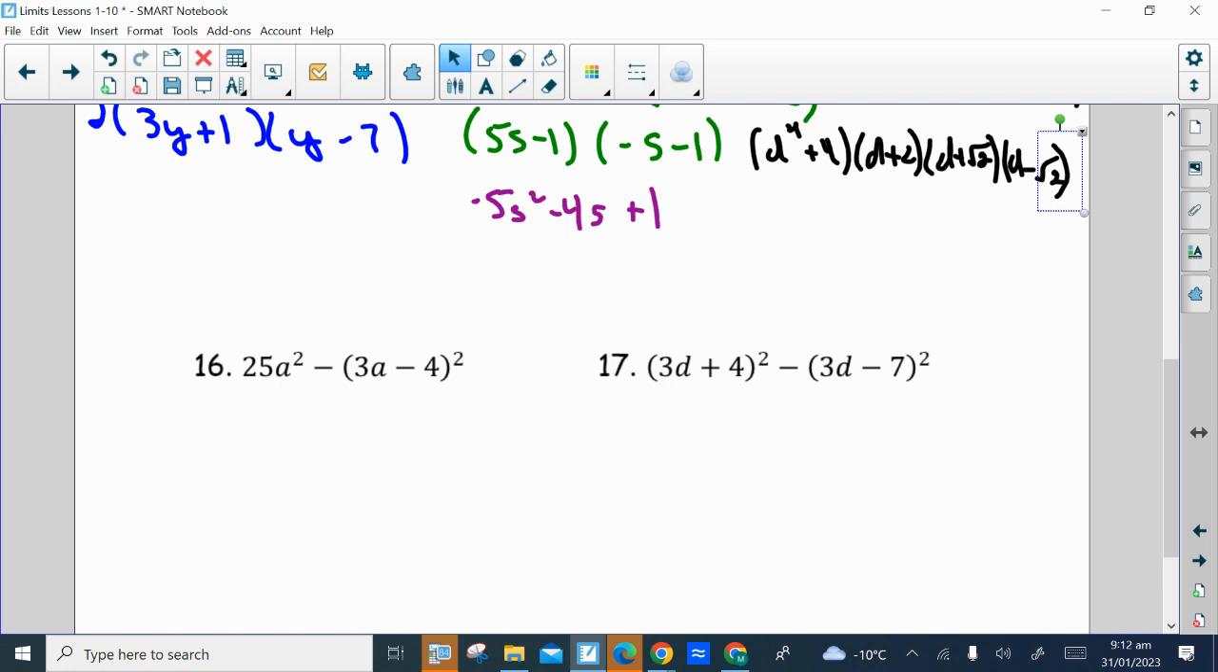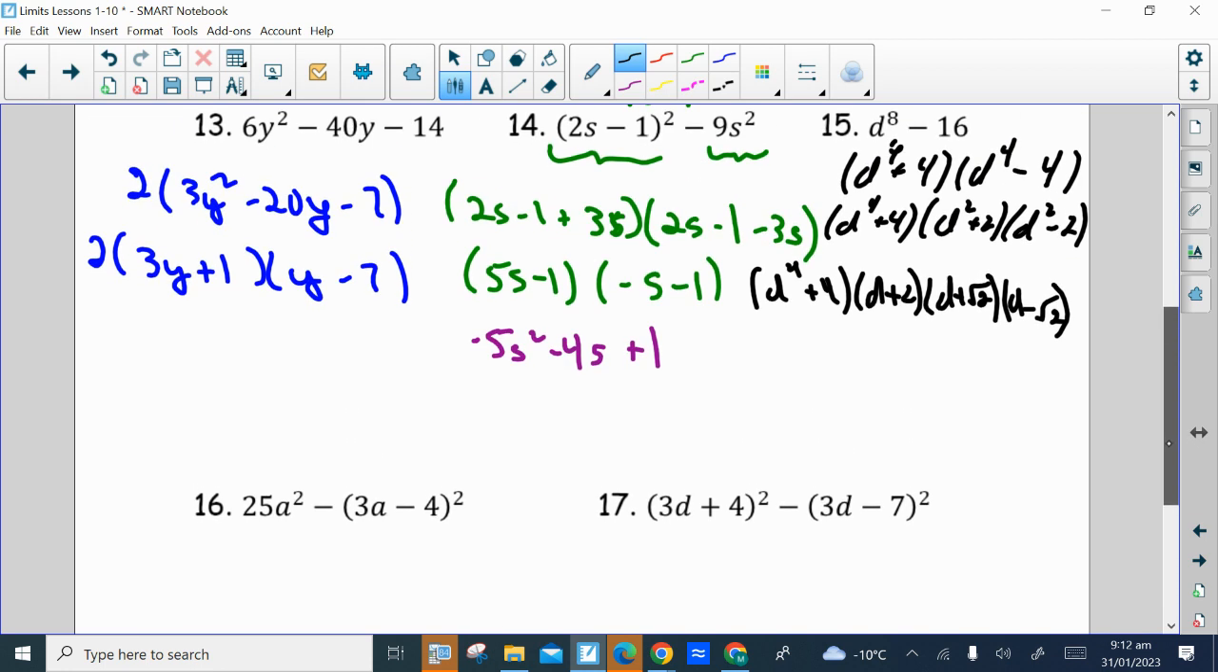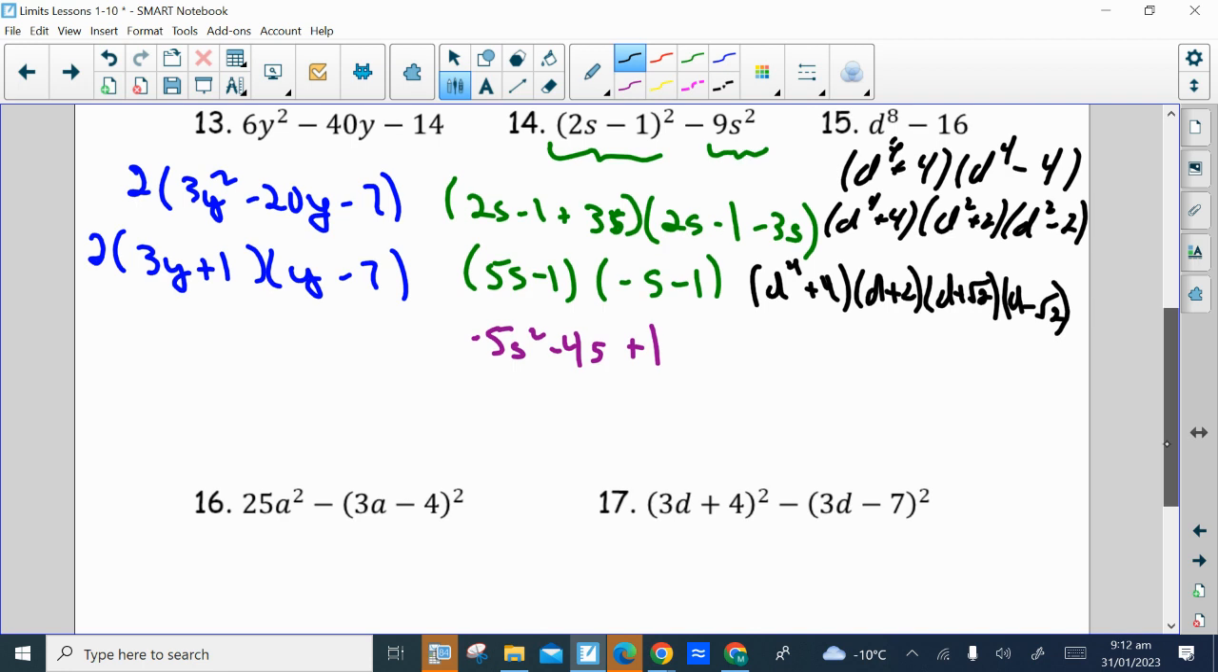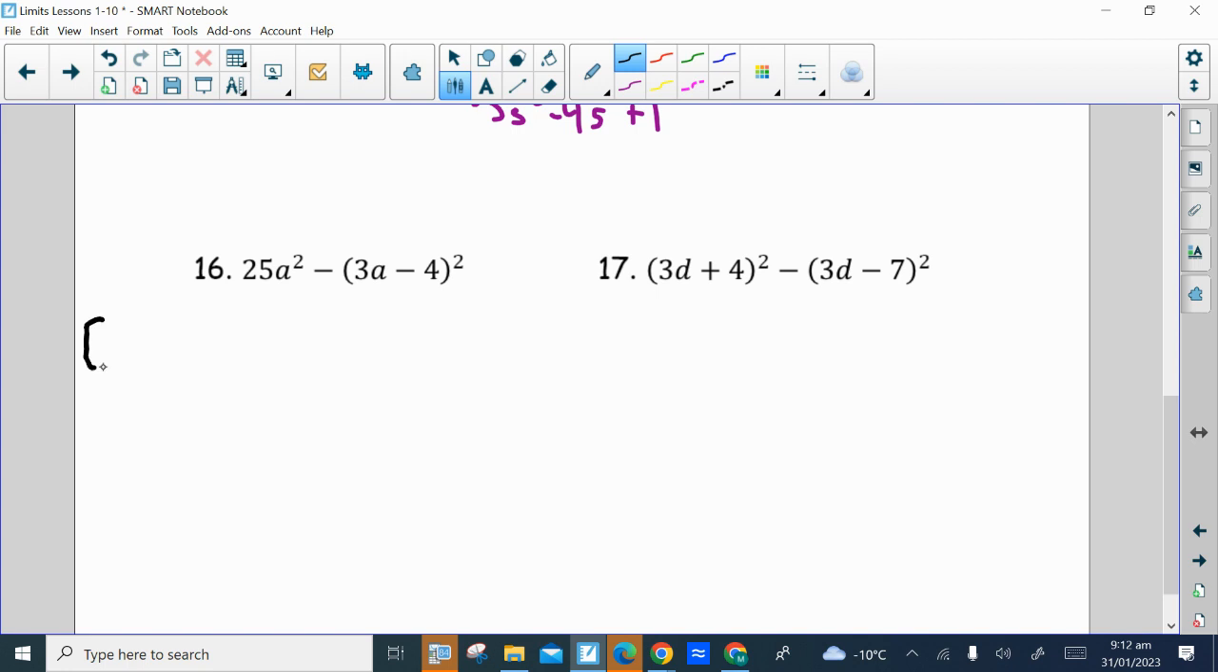These next ones are difference of squares, like question 14 above, but the difference is that the binomial squared is at the end instead of the beginning. So we have to be careful with our signs on this one. The initial step, though, is recognizing that it's difference of squares.